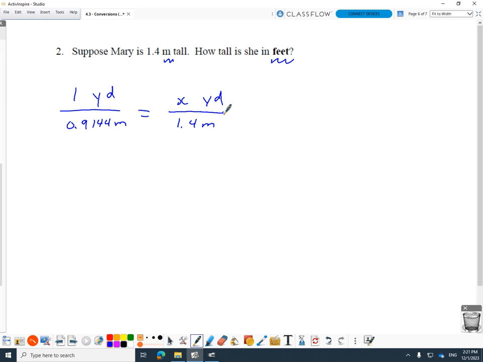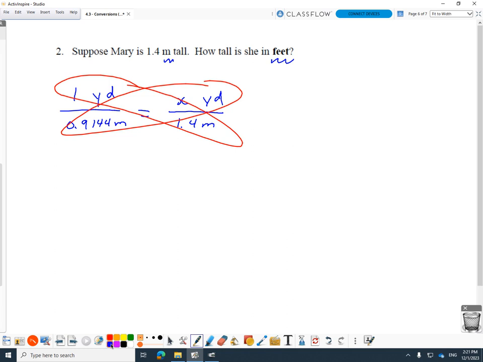Now I can cross multiply. 0.9144x equals 1 times 1.4. So what's the opposite of multiplying by 0.9144? Divide by 0.9144. And even I just went for a calculator because there's no way I'm doing this in my head.